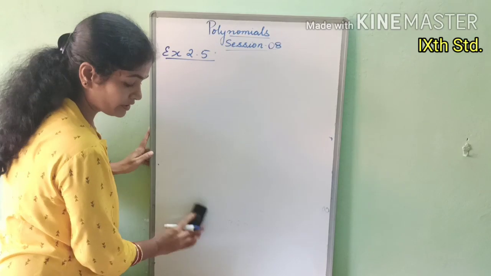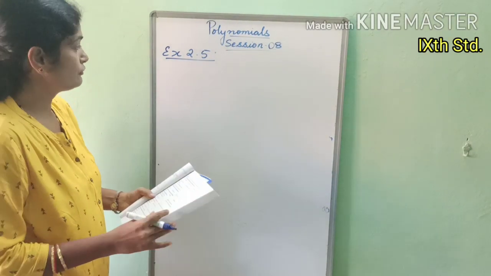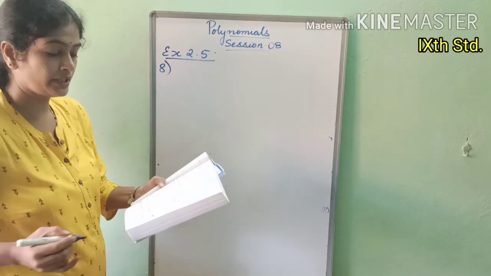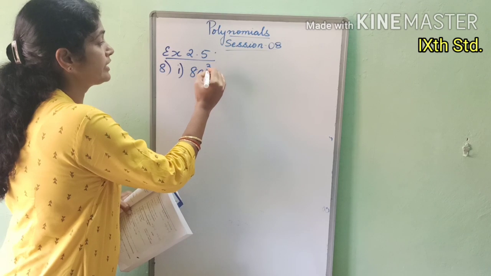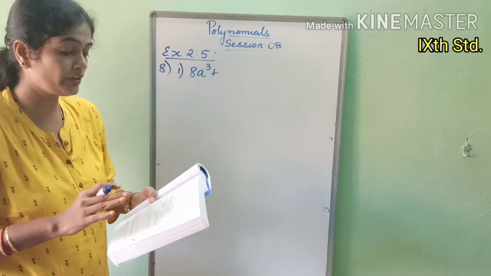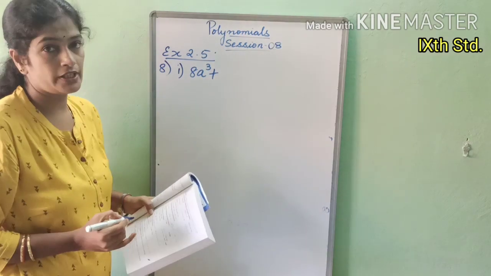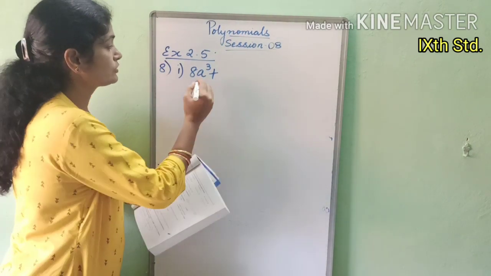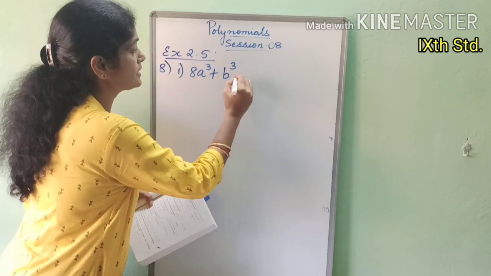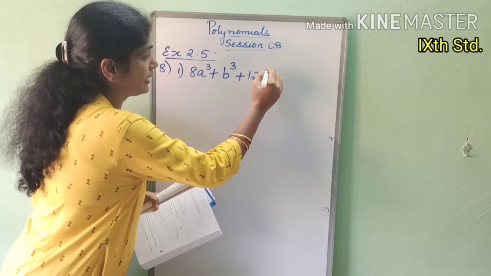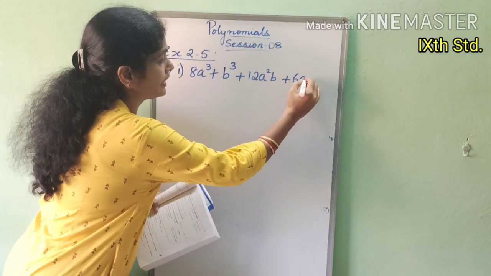8th one. What is it? 8th one says factorize. Factorize each of the following. Question number 8, in that first part. Factorize means, whatever is the expression given, that expression has to be expressed as the product of its factors. So 8a cube plus b cube plus 12a square b plus 6ab square.